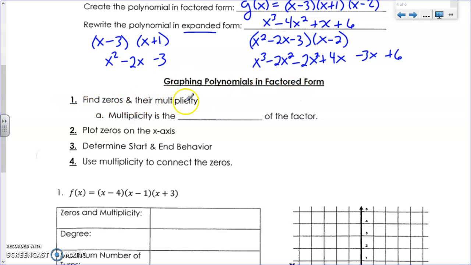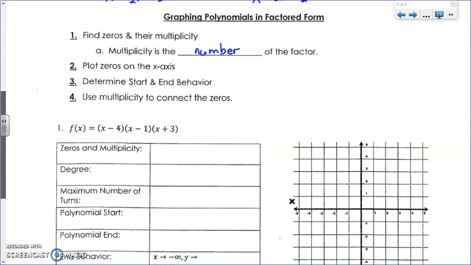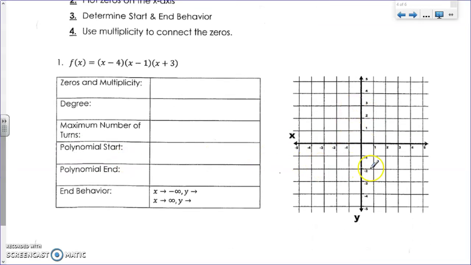Okay, graphing polynomials: find the zeros and their multiplicities. Multiplicity is the number of times the zero appears as a factor. Plot the zeros on the x-axis, determine the start and end behavior, use the multiplicities, and connect the zeros. This is going to be kind of a rough sketch, not exact, because the graph isn't there. Our zeros and multiplicities: x equals 4, 1, and negative 3. Our minimum degree is 3. The maximum number of turns is your degree minus 1, so that's going to be 2.